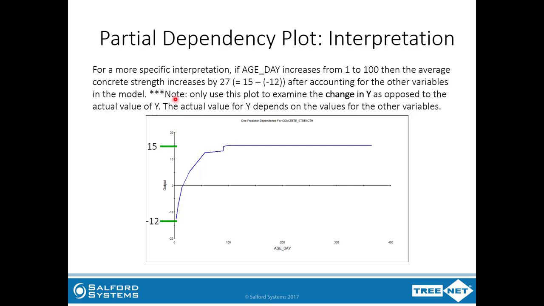Now, note here that you can only use this plot to examine the change in y as opposed to the actual value of y. So this is a marginal plot. So you're only looking at the change in y for increasing the variable age day. Don't take the values for y literally by themselves. So don't say, oh, at age 100, the concrete strength is 15. No, that's incorrect, because the actual value for y is going to depend on the values for the other variables. So you only use this as a marginal plot, looking at the increases or decreases, or even where it's constant, for a variable.